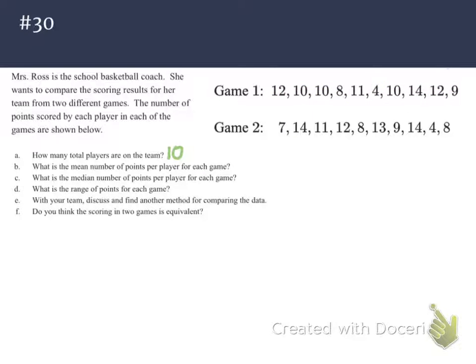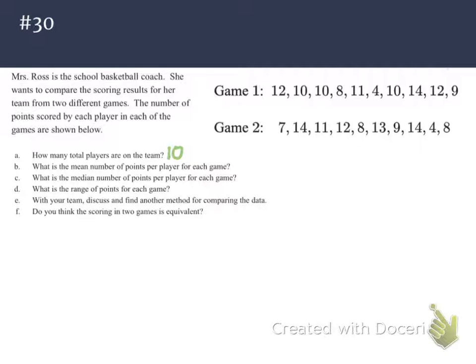All right, we're moving on to letter B. It says, what is the mean number of points per player for each game? So we have to find the mean or the average for game 1, and then we have to find the mean or the average for game 2. Remember, how do you find the mean?